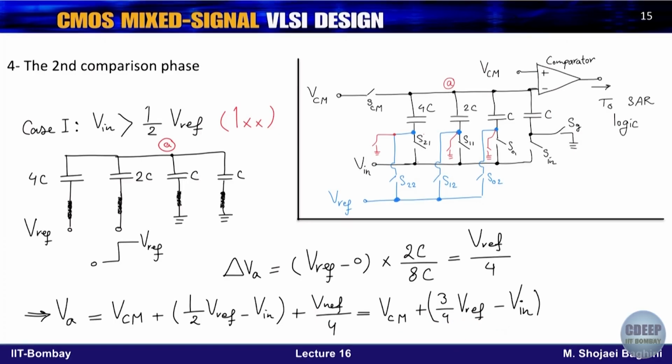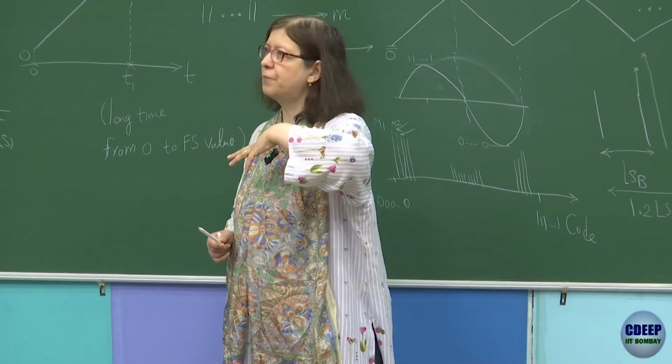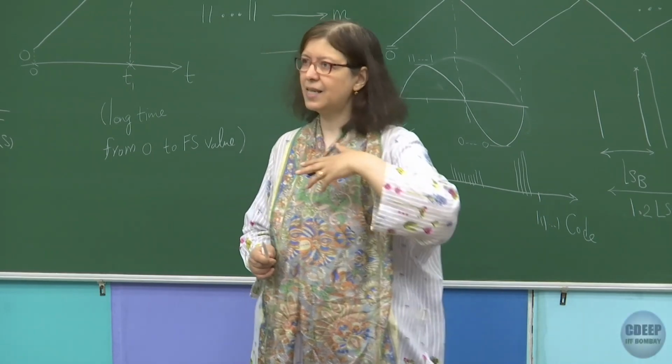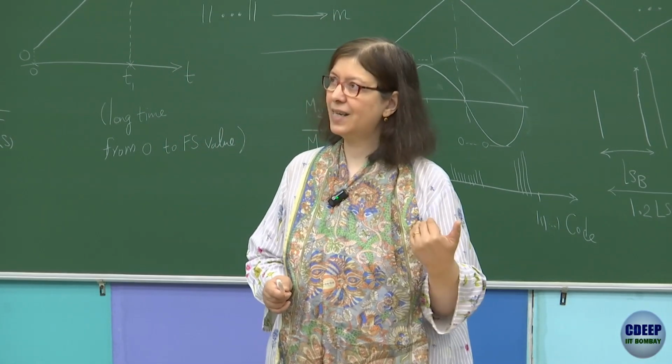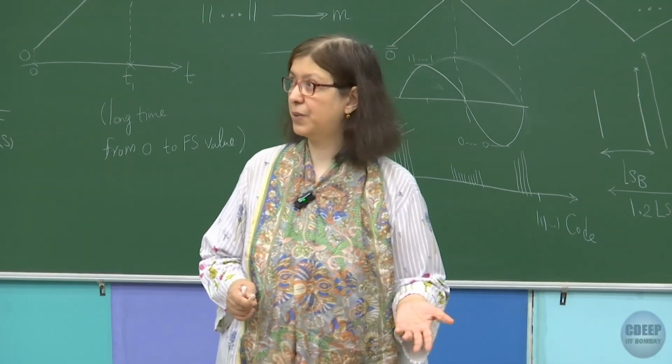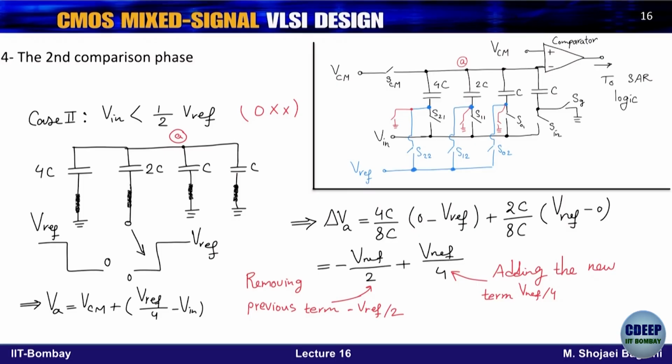That means if V in is more than Vref upon 2, what we are doing, we are adding a Vref upon 4. And if input is less than Vref upon 2, we have to actually go to the second half and then remove Vref upon 4. So that is what we do in the next slide. So therefore, you see, now 1 bit is already established because we know now V in is more than 1 upon 2 Vref according to the previous comparison, the output of the comparator. So 1 remains, the other 2 bits still have to be resolved. Fine? The same thing will continue.